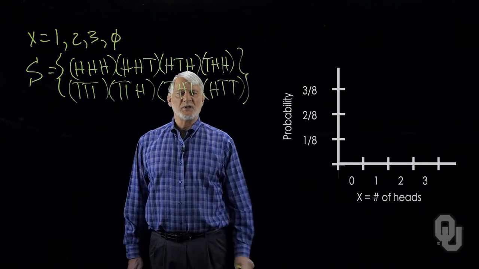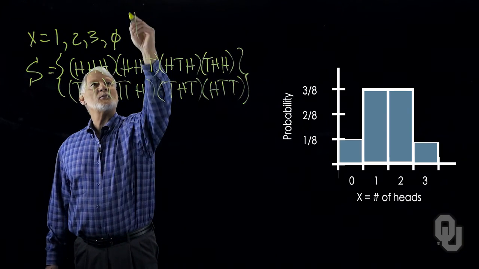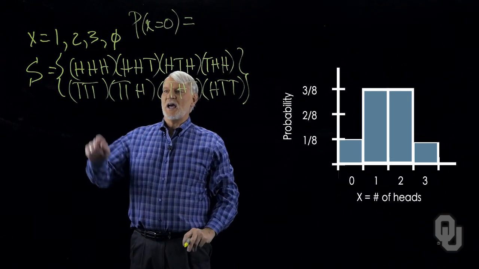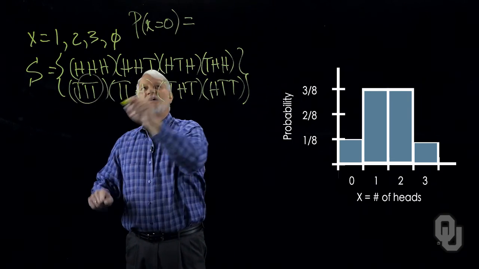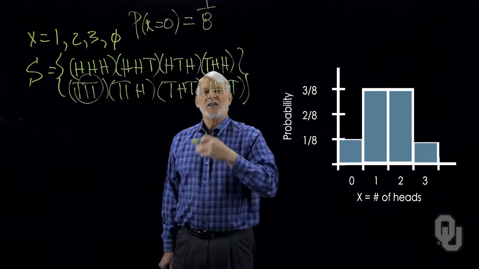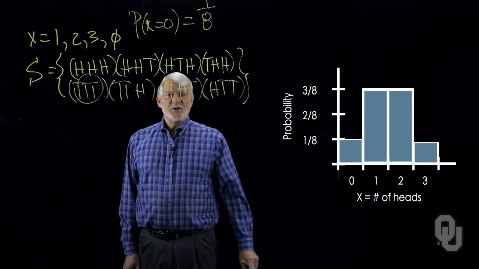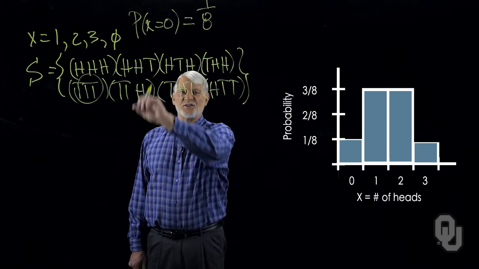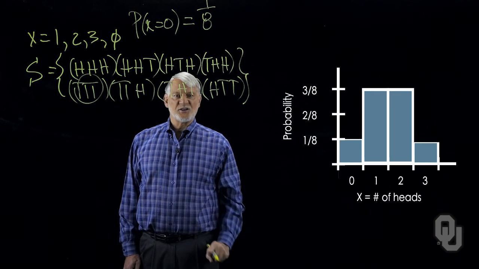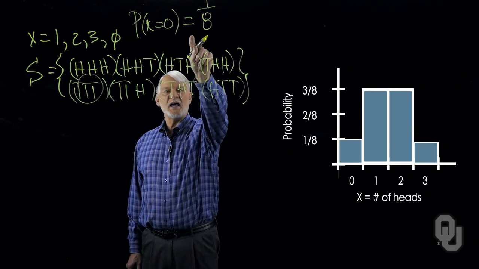To calculate the probability that you got x equals 0, no heads, we would say that the probability that x is equal to 0 is equal to the number of ways that we have no heads, and there's only one of those, divided by these 8 possibilities. That is the solution to this particular problem. So the probability of flipping 3 times and never getting a head is 1/8.